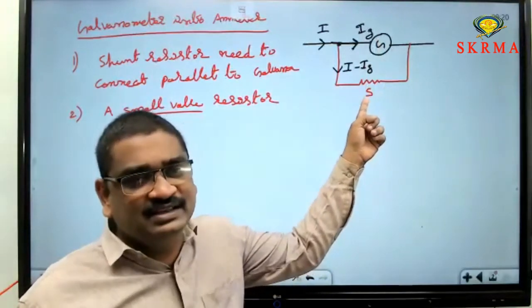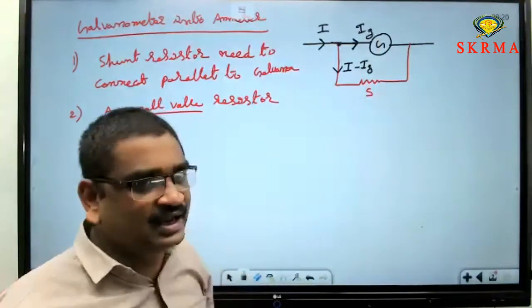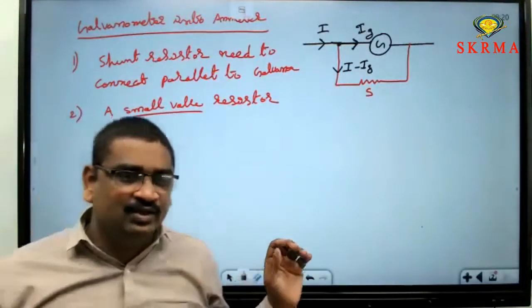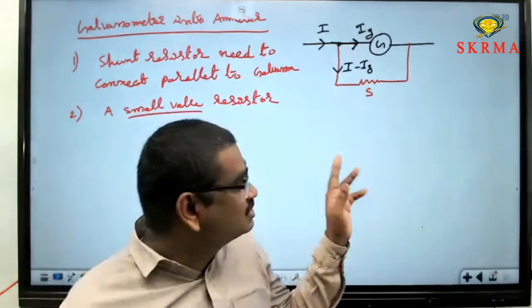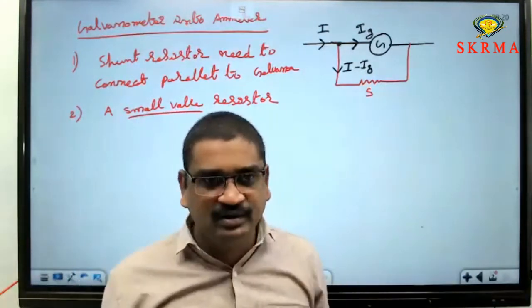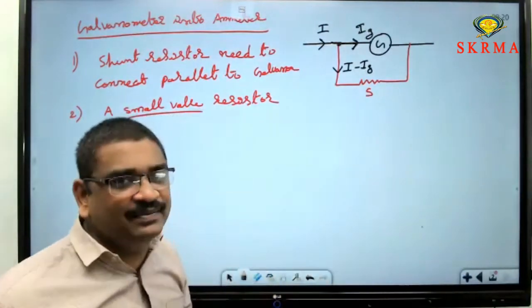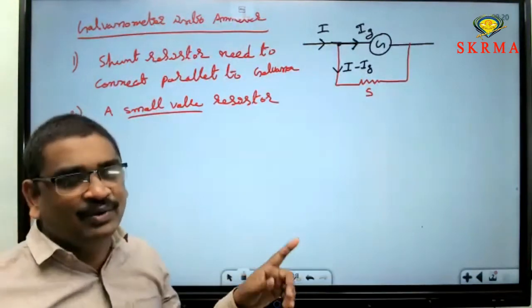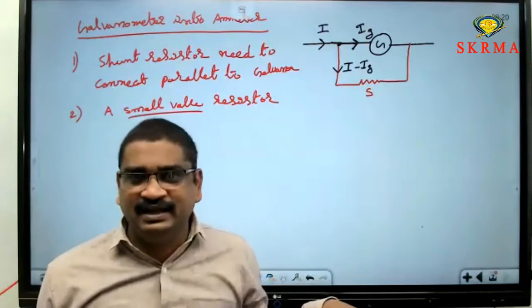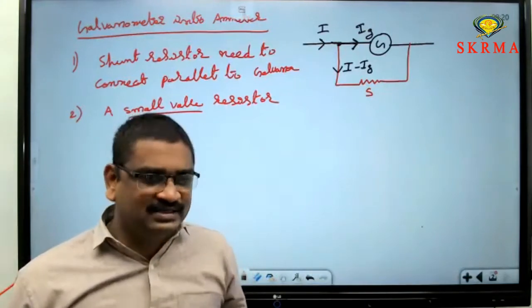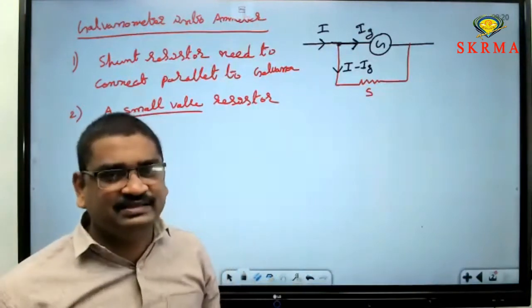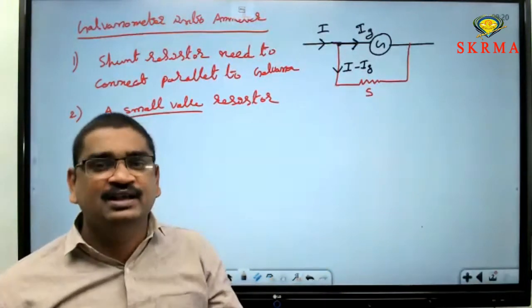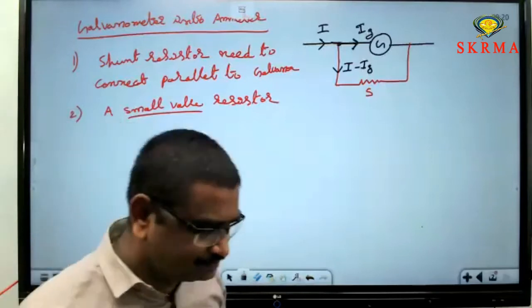In this case, the resistance of the galvanometer is denoted by letter G, and the resistance of the shunt resistor is denoted by letter S. Here, G and S are resistance values only, so we measure those in ohms. G is the resistance of the galvanometer. S is the resistance of the shunt resistor, as shown in the diagram.